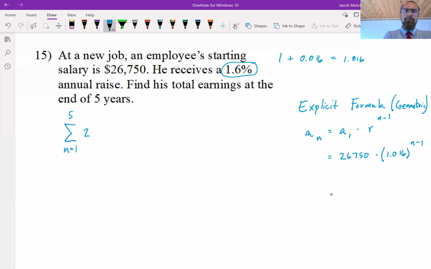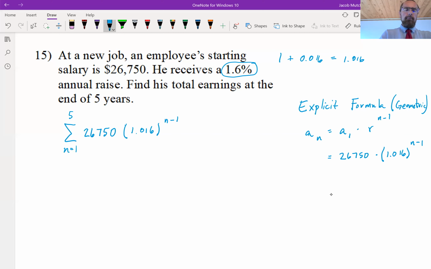So that's my explicit formula here. We'll put that with our sigma notation, 26,750 times 1.016 to the power of n minus 1. So I've represented that using sigma notation. What I want to do now is evaluate that partial sum. I want to evaluate from n equals 1 to 5.